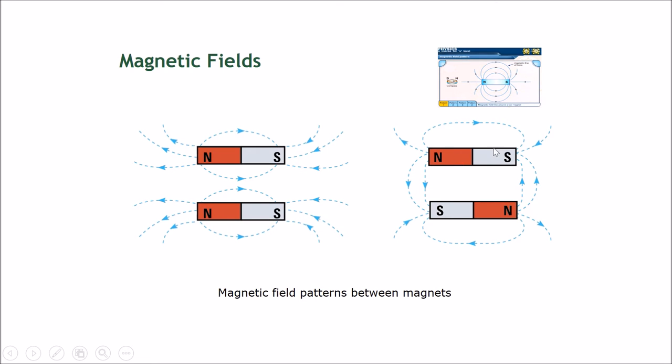However, if you flip it around, north, south, south, north, this north side will attract the south side, this north side will attract the south side. Therefore, the lines will go to each other.